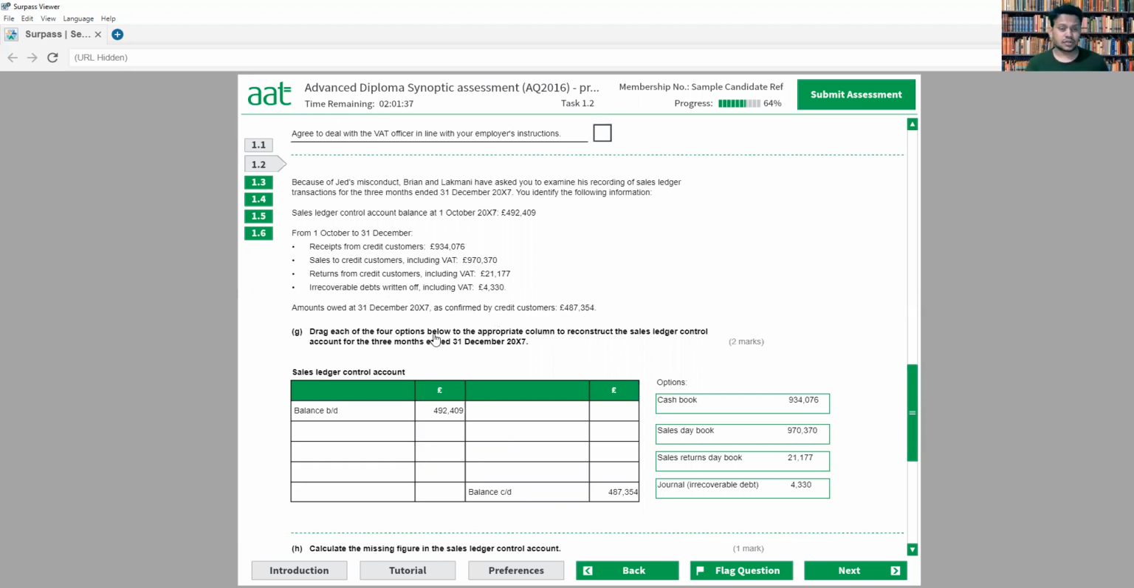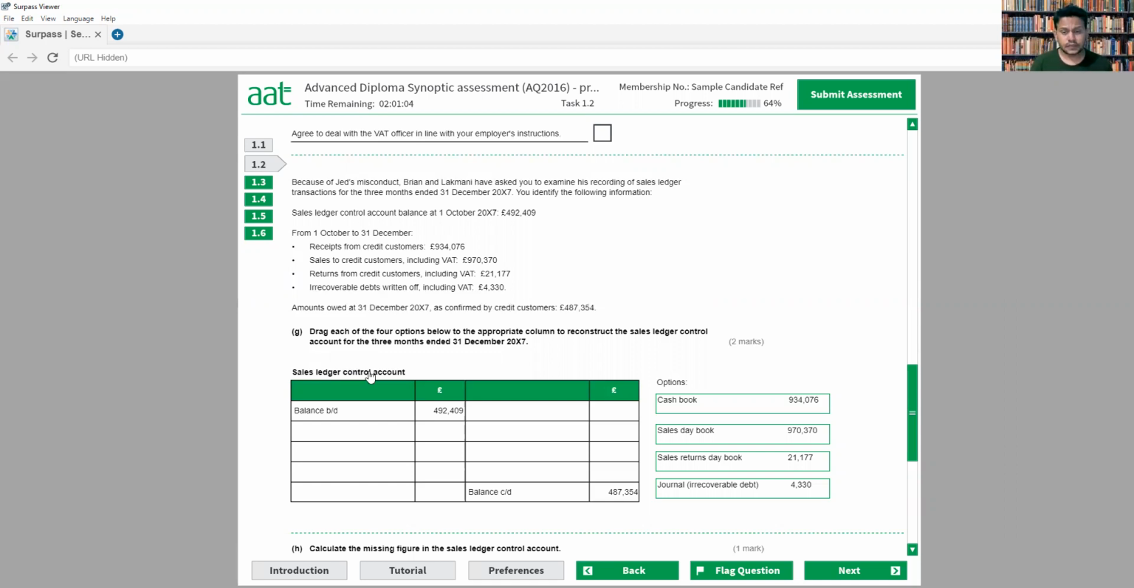Now, the sales ledger control is a credit customer account. That's my asset. So the opening balance of the credit sales will be on the debit side. If the customer pays me, it will be on the credit. If the customer returns goods to me, it will be on the credit. If there is an irrecoverable debt, it will be on the credit. Because if I'm expecting more money, it is on the debit side. If the customer pays or for any reason the balance goes down, it is on the credit side. So if I'm expecting more money, debit, debit, debit. If the balance has to go down, balance c/d, it will be credit, credit, credit.